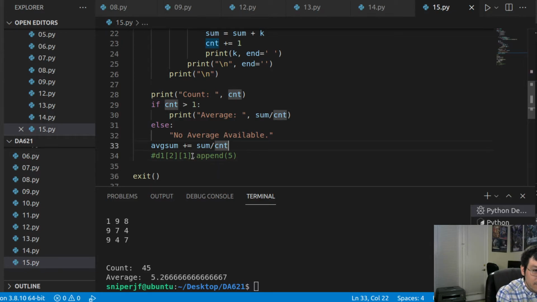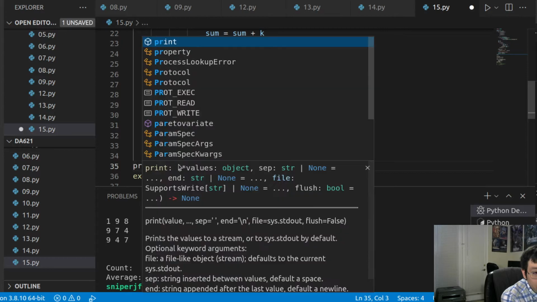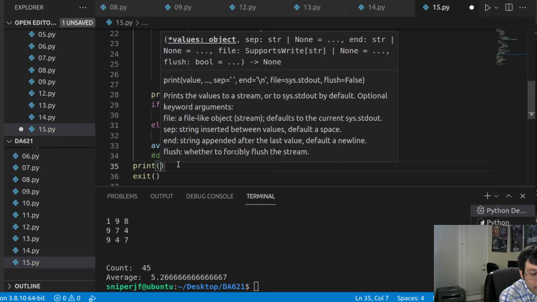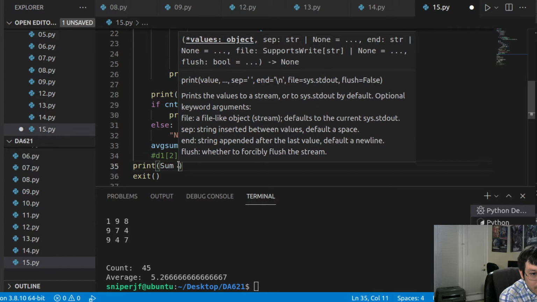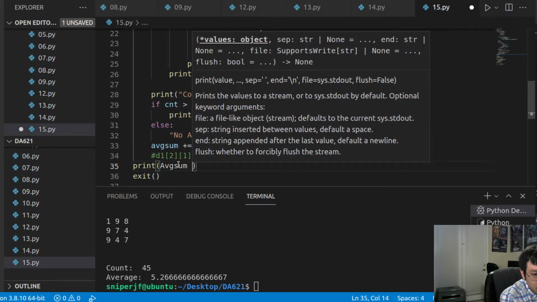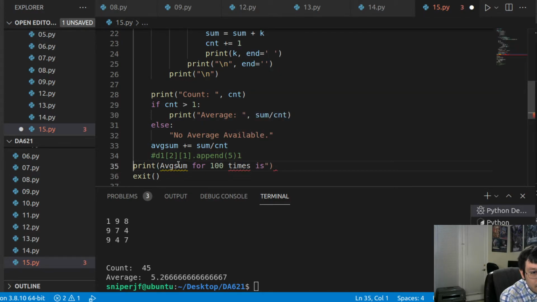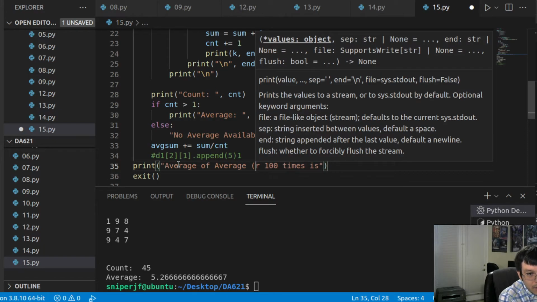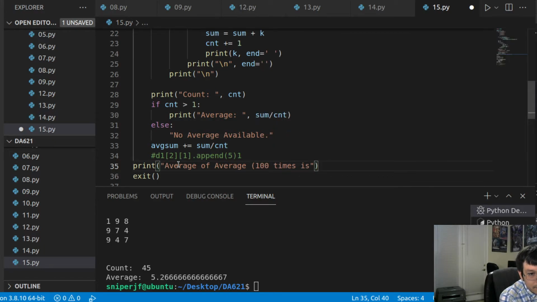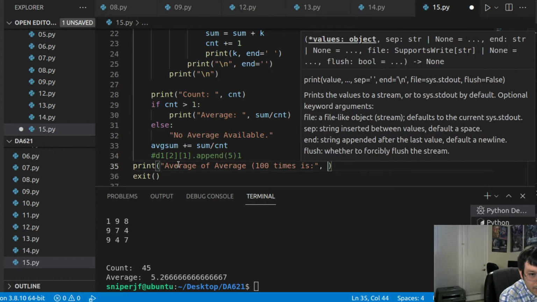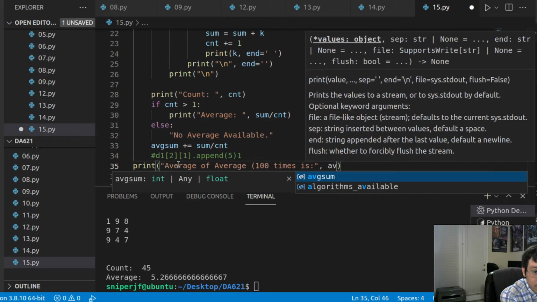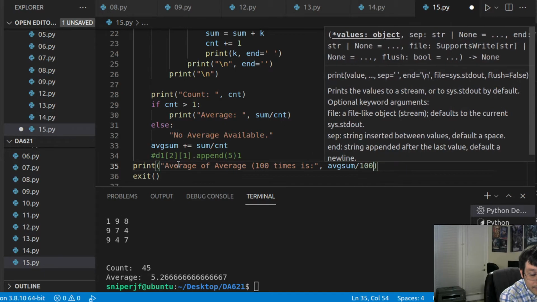Okay, and then finally, after all this is done, I want to go ahead and print it out. So I want to say the average sum, probably there's a better math term, for 100 times is the sum of, so the average of the average, that's what I meant. The average of the average 100 times is, and then what is that going to be? Well, that's going to be average sum divided by 100.